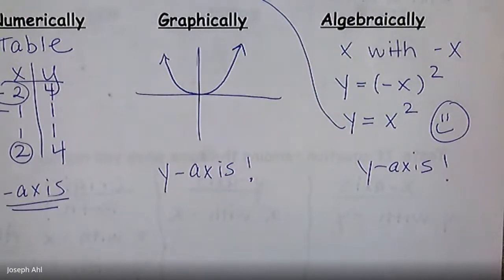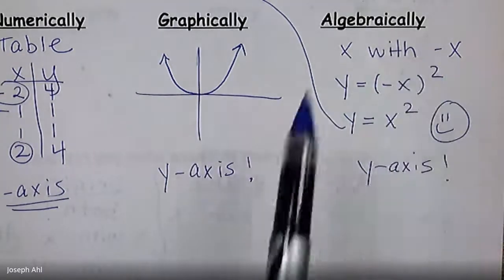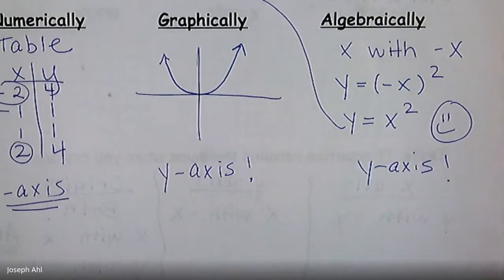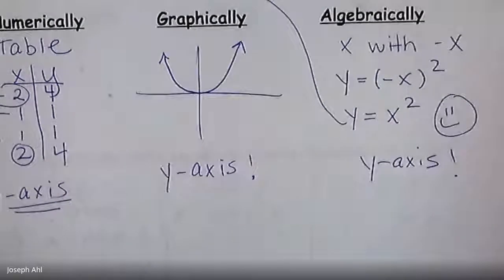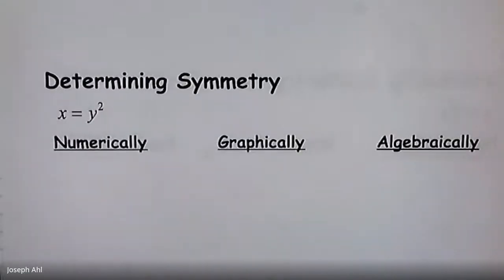For ones that we're not as familiar with, I mean, we definitely knew what x squared looked like. But if we're not as familiar, this is the way we're going to go about it. We're going to start plugging in negative x's where we see x's, and hopefully that will help us determine the symmetry. All right, what about x equals y squared? What's this one going to do?